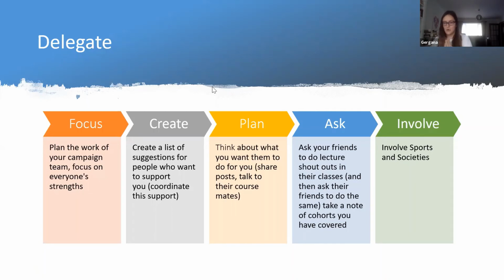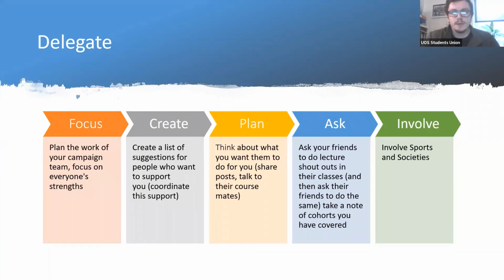Bradley, do you want to say more about that? Yeah. So for the first year ever, I think, sports and societies are allowed to endorse candidates this year. So we changed the bylaws. Student Council voted to change the bylaws last academic year. So I think this could be really useful for your campaign, particularly if you're running for a role and you've got manifesto points relating to sports and societies.